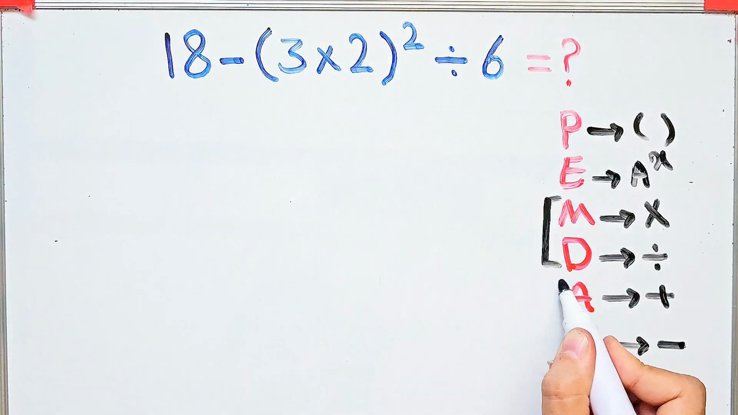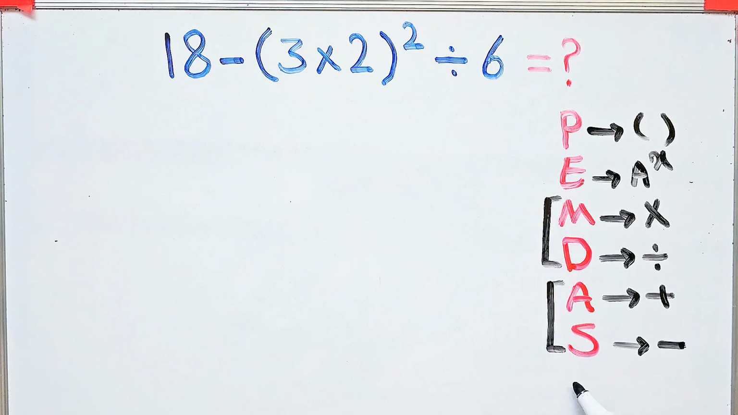Don't forget, the multiplication and division have the same level of priority. Also, addition and subtraction have the same priority. When we have both in an expression, we start from the left and simplify.